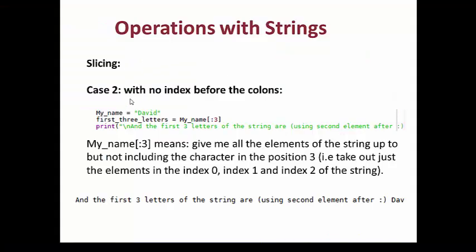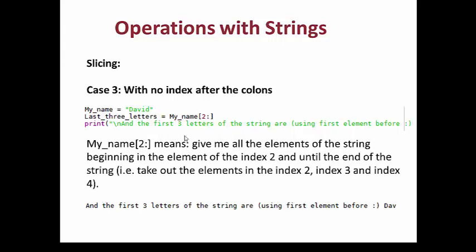Okay, the second case says with no index before the colons. My name, square brackets, nothing before the colons, and 3 in this case means give me all the elements of the string up to, but not including, the character in position 3. It means take out elements in position 0, position 1, and position 2, without including this last position. Okay, that means nothing before colons.